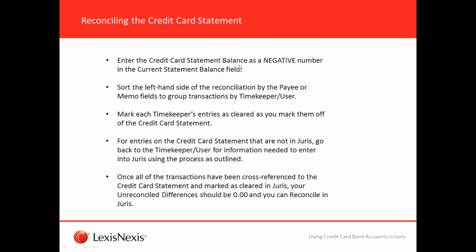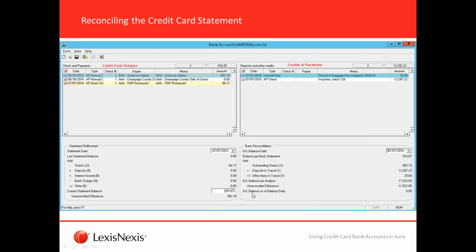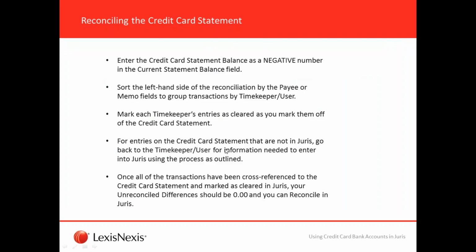So you're going to want to enter the credit card statement balance as a negative number in the statement balance field. Down here, where the current statement balance is, that's going to be a negative number because we don't have any money in this account, but yet we are incurring charges against it, so it's a negative number. You're going to want to sort the left-hand side of the reconciliation by the payee or the memo fields to group transactions by timekeeper or user.